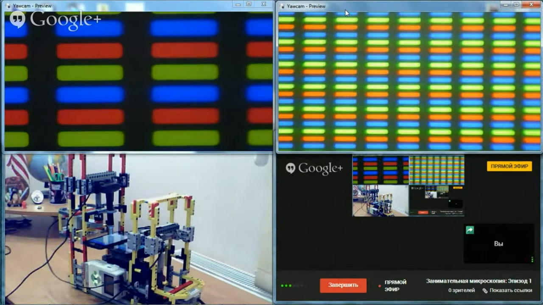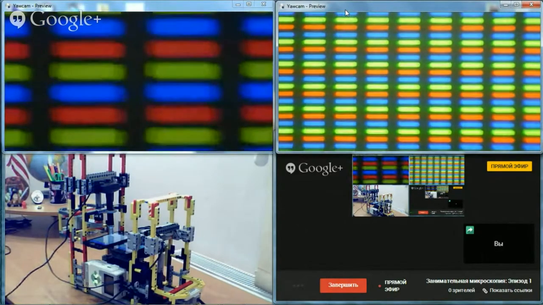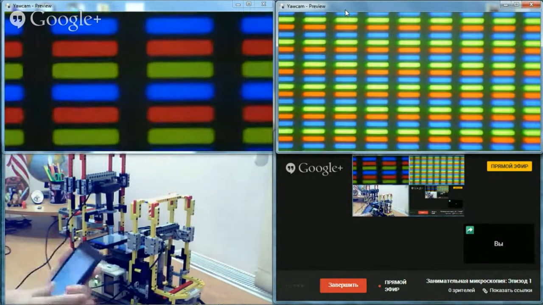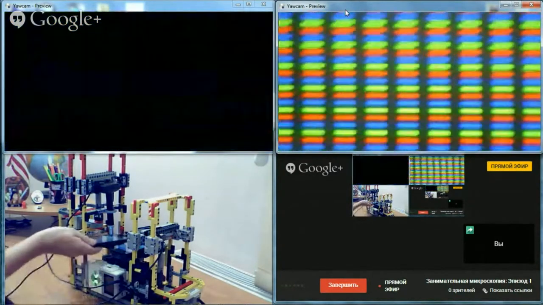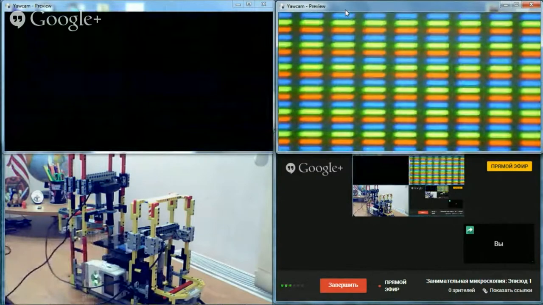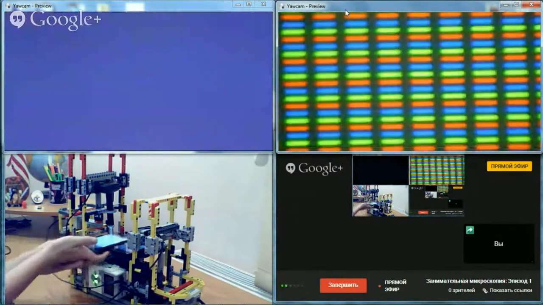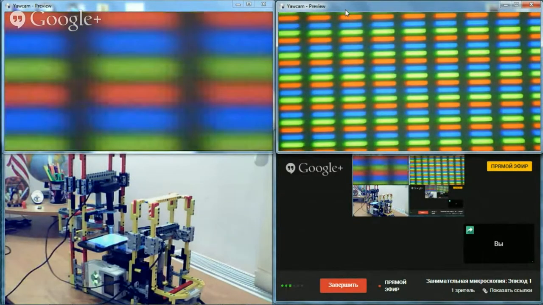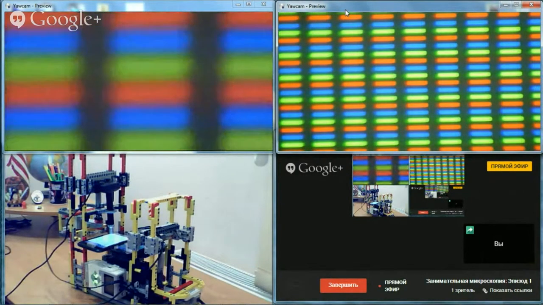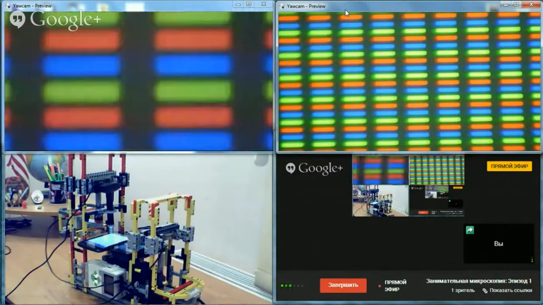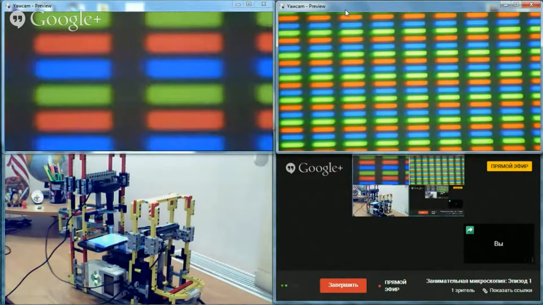Let's watch the screens of different devices. Now I want to demonstrate the screen of a no-name phone. You can see that the pixels are different in shape.